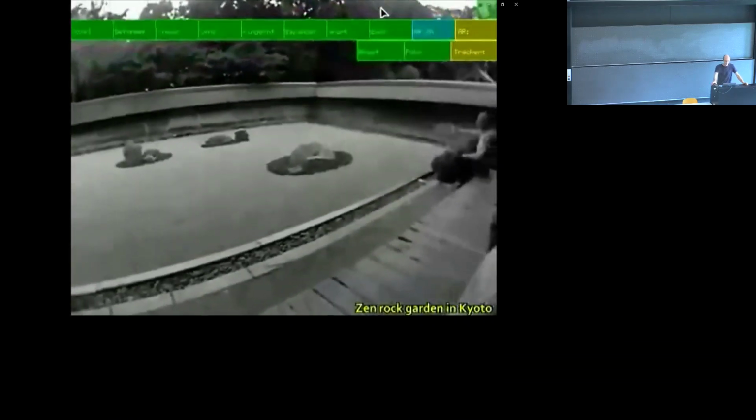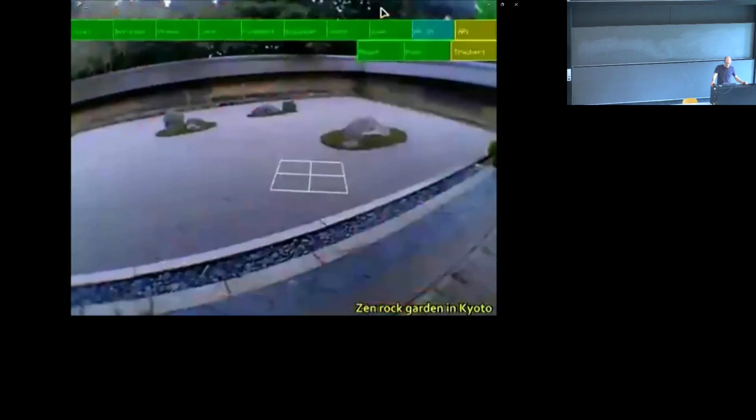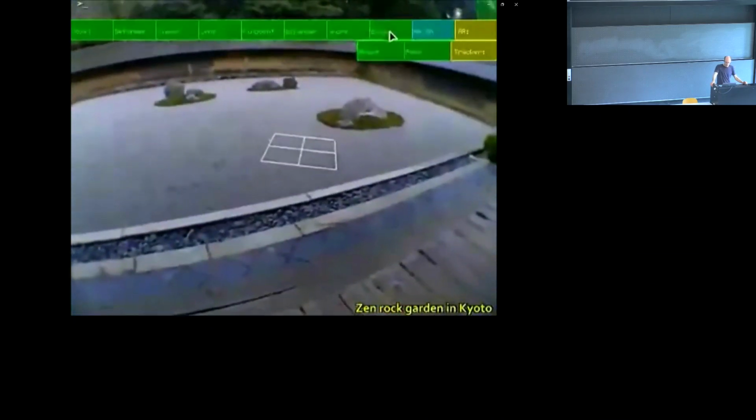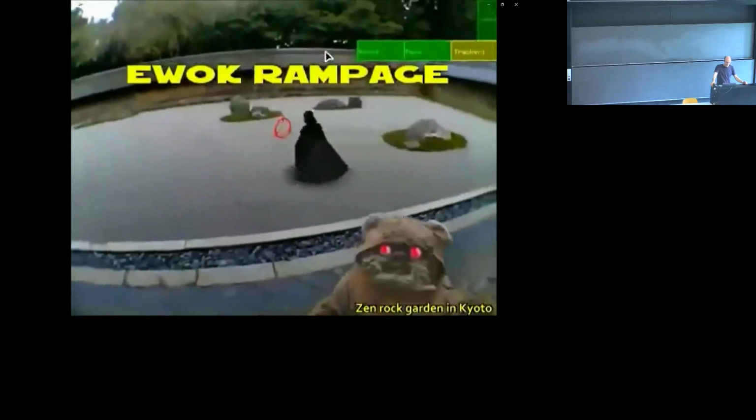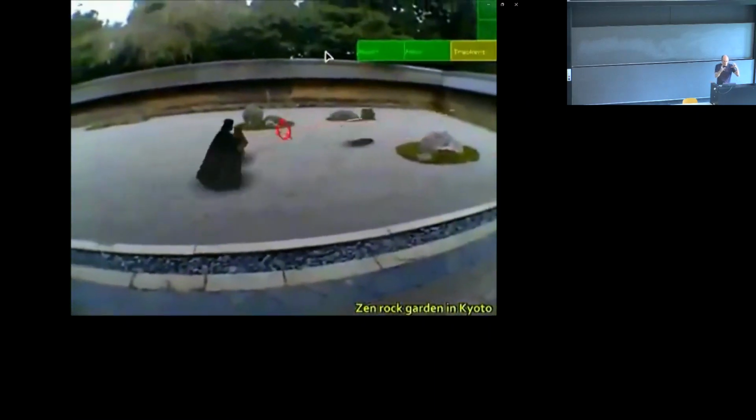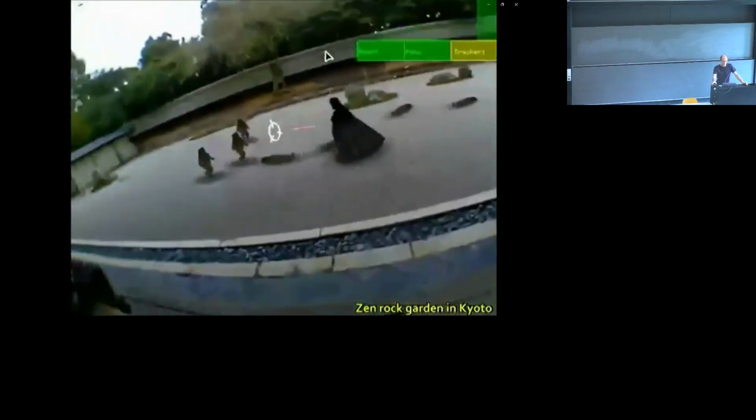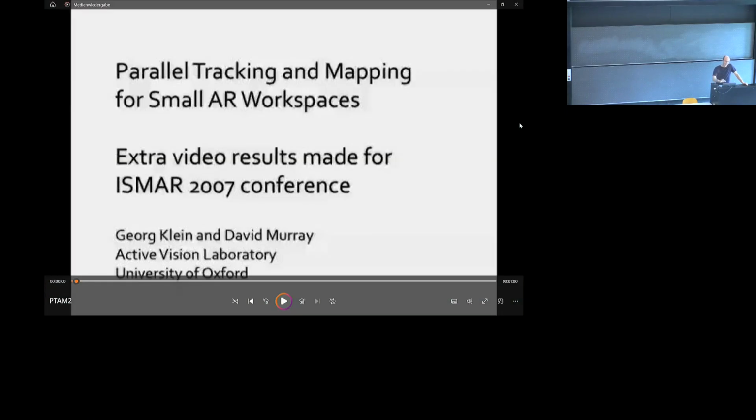Or here, this is my favorite. I think he's a big fan of Star Wars. He calls it Ewok Rampage, I think. There we go. This is the Stone Garden, and while he's moving around with the camera, there are Ewoks and Darth Vader fighting each other. So it gives you a little glimpse of augmented reality in action. This very much propelled a lot of activities in the field of augmented reality, the fact that all of a sudden you could put objects into the scenes in real time. It led to the development of the Microsoft HoloLens.